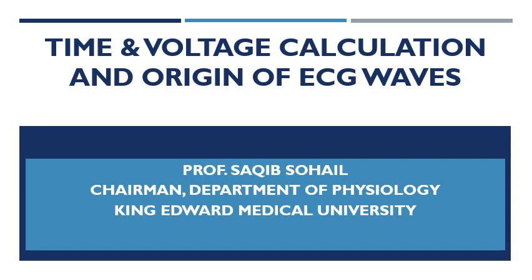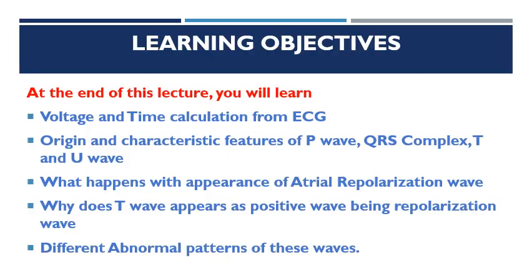Today's lecture is about the time and voltage calculation and origin of ECG waves. At the end of this lecture, you will be able to explain voltage and time calculation from ECG, origin and characteristic features of P wave, QRS complex, T wave and U wave.